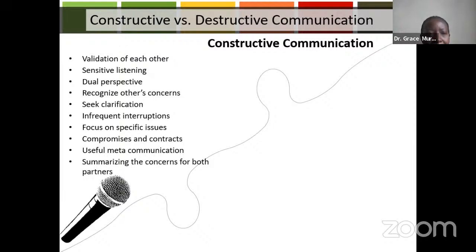becoming a conflict. Yeah, the perspective, the dual perspective. From what angle are we looking at this problem? Am I able to see this problem from your point of view, not just my point of view? Okay, recognize each other's concerns. That's what I say, being empathetic.